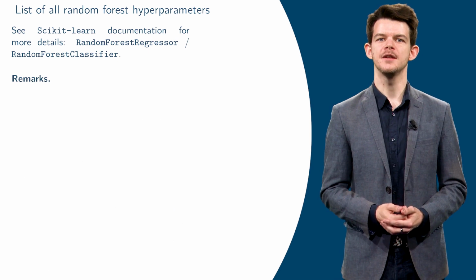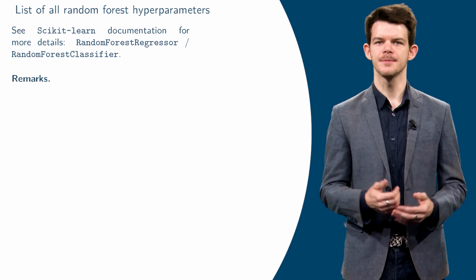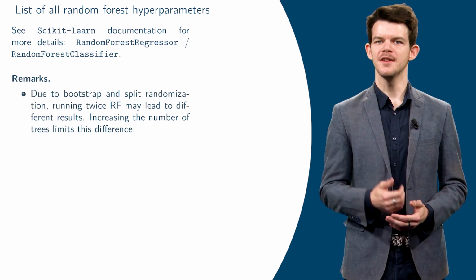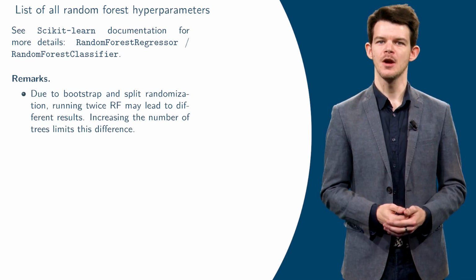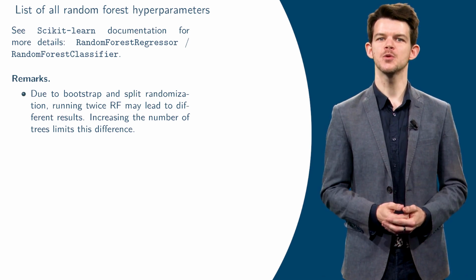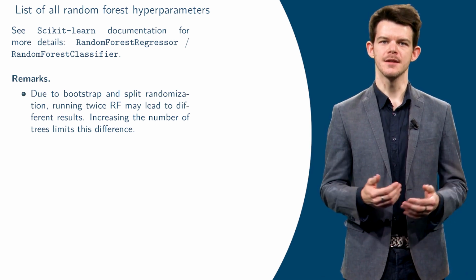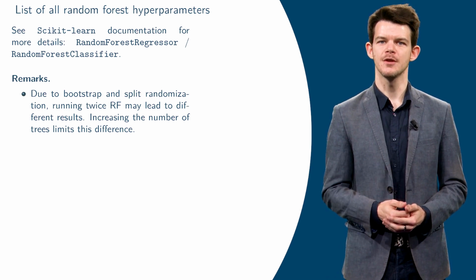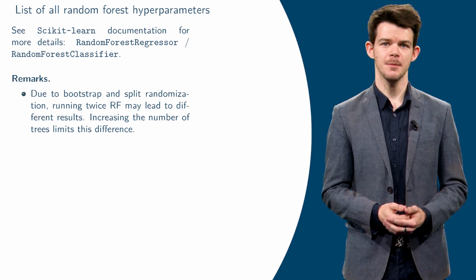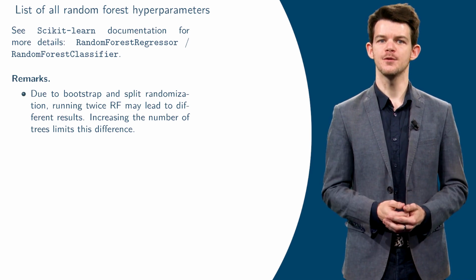Several remarks related to these hyperparameters can be made. Because of the bootstrap and randomization steps, the random forest algorithm is a random algorithm. Running the random forest algorithm twice on the same dataset can lead to two different predictions. Indeed, during these two executions, the additional randomness will not be the same, the constructed trees will not be the same, and the final predictions will differ.